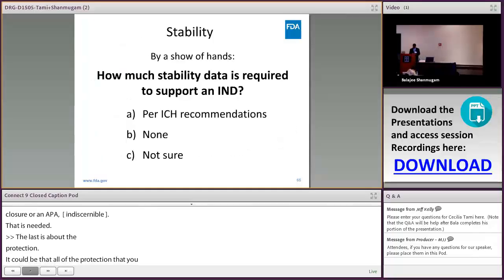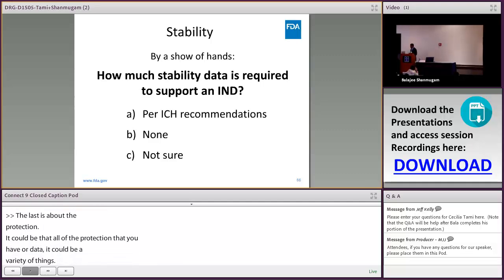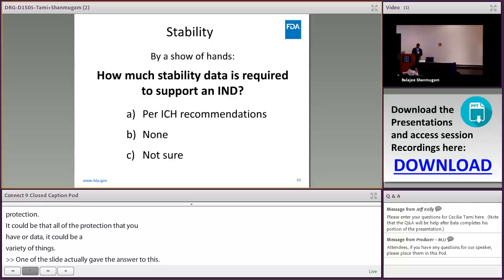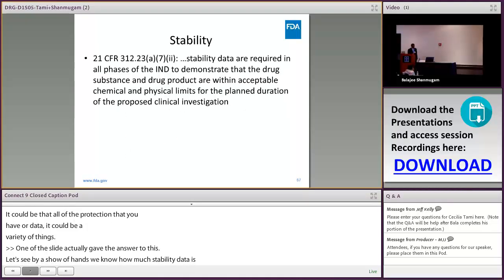Okay, I think one of Cecilia's slides actually gave the answer to this, but let's see, by a show of hands, we can talk about how much stability data is required to support an IND. A, B, C, anybody? A. I like that. As a regulator, the more data the better, but we'll take it there and see.